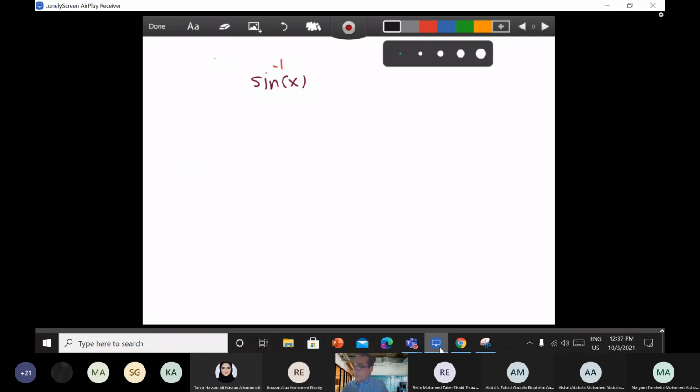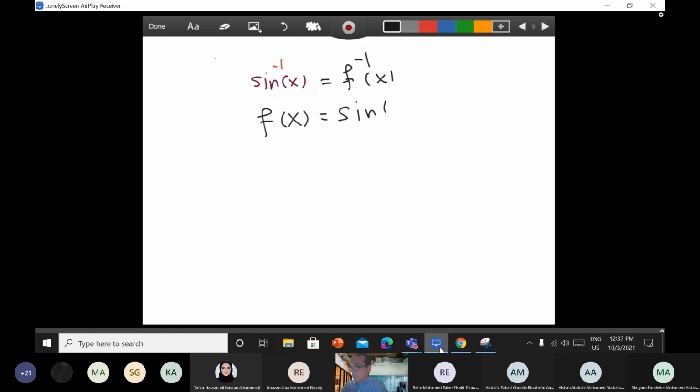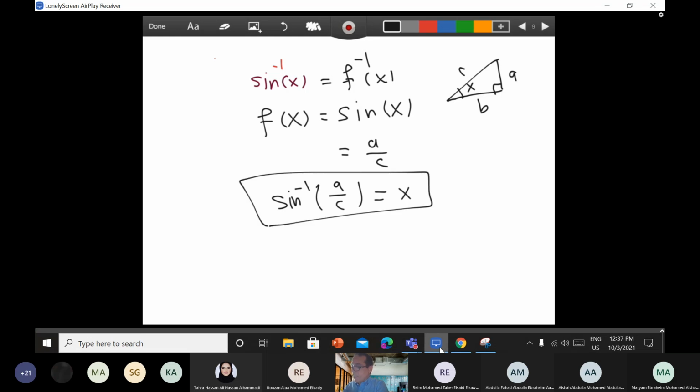Yes, as I see, sine inverse x is f minus 1 of x, for f of x is sine x. It is the inverse function. So if I know this is x, and this is a, b, c, a right triangle, then sine x is a over c. But sine inverse of a over c is x. This is the angle that has sine equal to a over c. This is what the inverse function means in trigonometric functions, right?